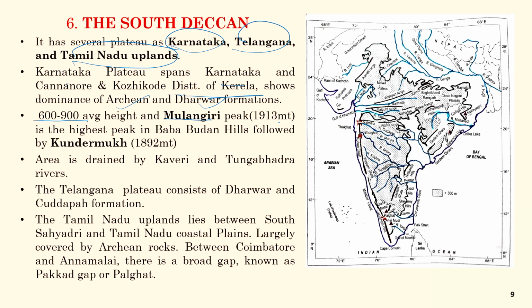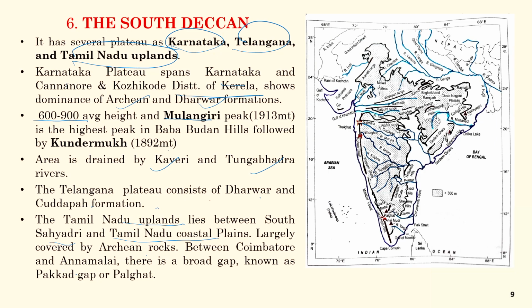in the Baba Budan Hill region, which is followed by Kudremukh Hills, that is 1892 meters. This area is basically drained by the Kaveri River and the Tungabhadra. The Telangana Plateau consists of Dharwad and Cuddapah formations. The Tamil Nadu uplands lie between South Sahyadri and the Tamil Nadu coastal plains, largely covered by Archean rocks.